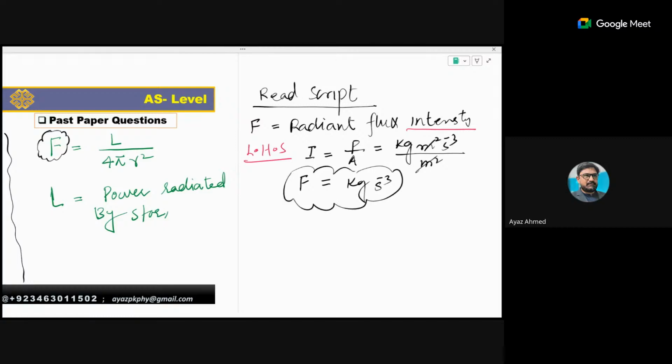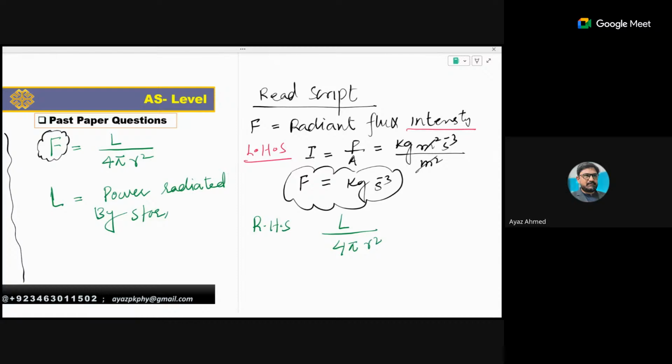Now you will go to the right hand side of your equation, and for the right hand side, what do you have? You have L divided by 4 pi r square.